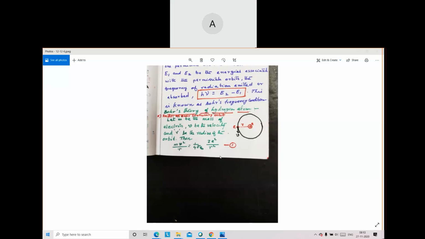What do we call the force between charges? Electrostatic force. Yes, the electrostatic force of attraction is here. The electrostatic force of attraction between the positively charged nucleus and the electron provides the centripetal force.